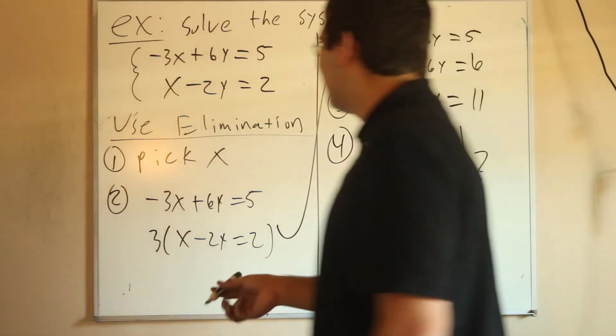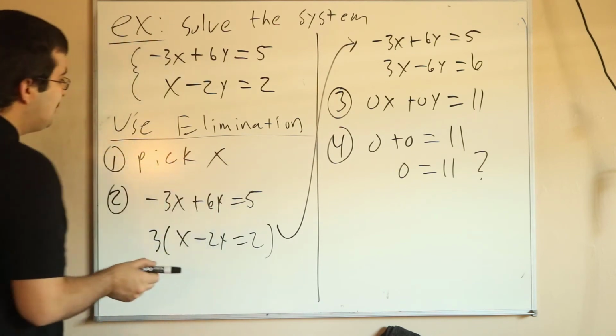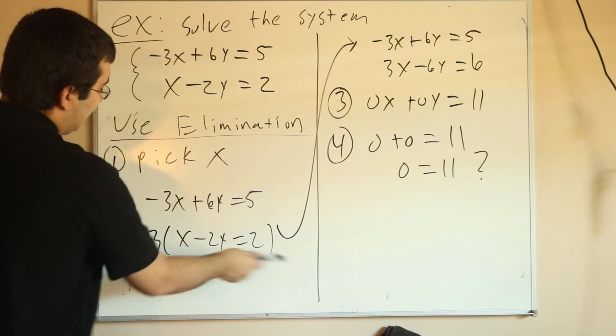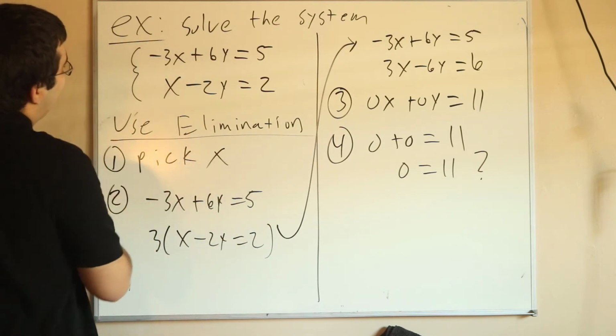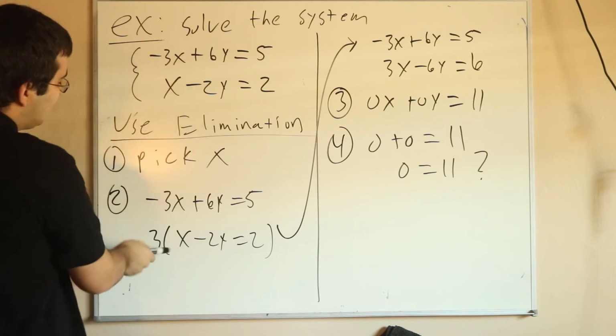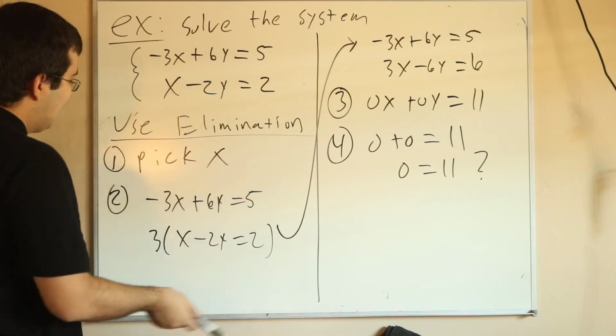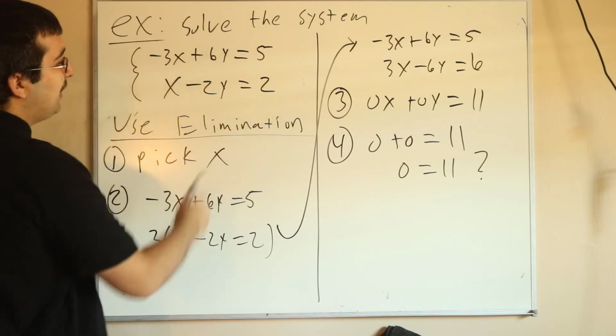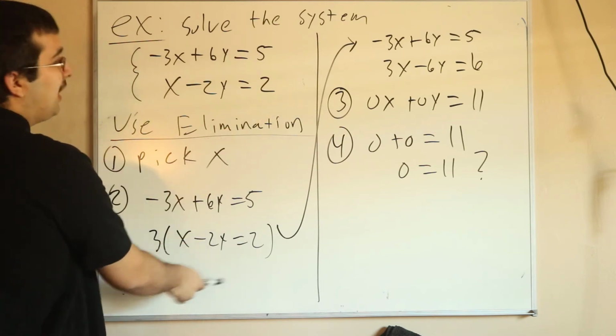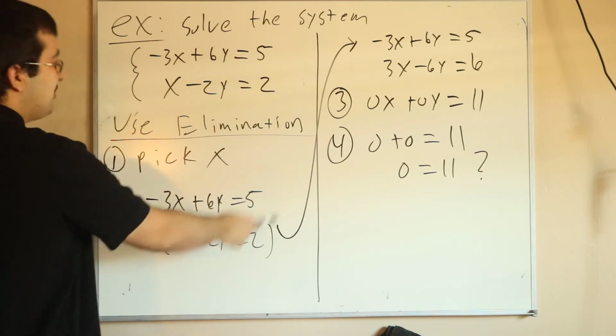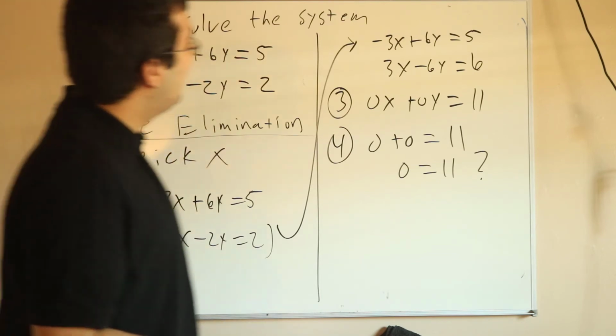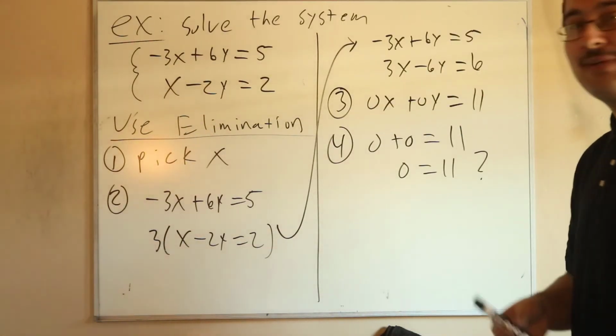Let's double check our work. Original equation, chose to eliminate x, so I need to multiply by 3. So I have opposite signs of minus 3x and positive 3x. So multiplying by 3, 3 times x is 3x. 3 times minus 2y is minus 6y. 3 times 2 is 6. So that's all right. Adding it up, yep, that's all good.